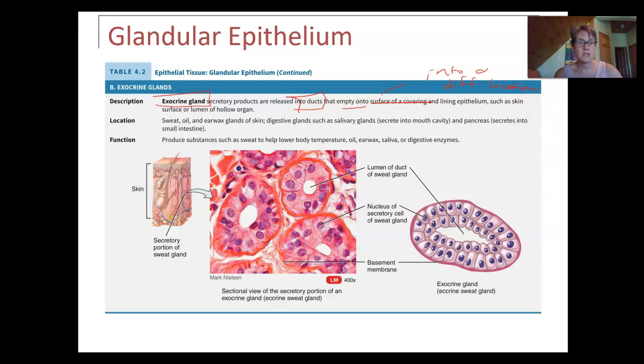I will mark it wrong if you say it's exocrine because it's dumped outside the body. Man, that's not cool.